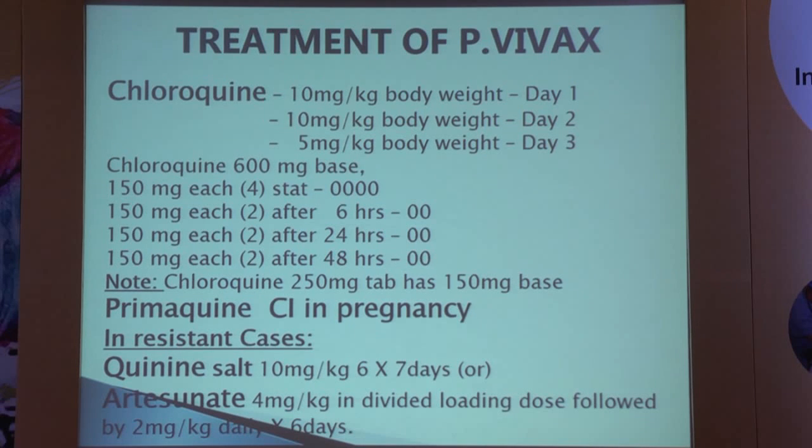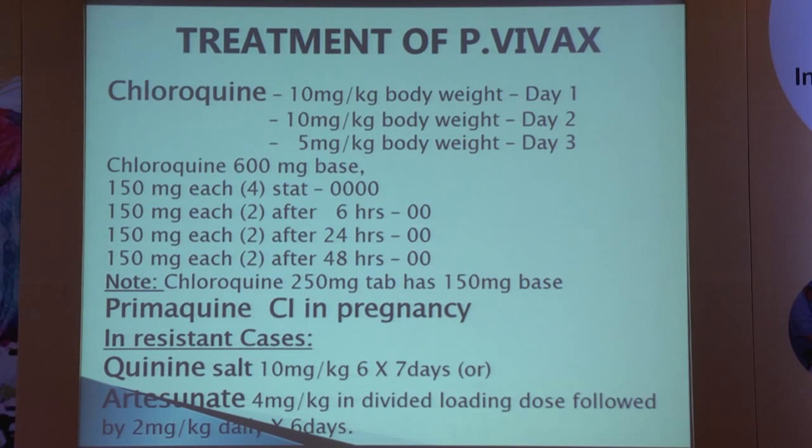Now treatment of Plasmodium vivax. Chloroquine is the drug of choice. 10 mg per kg body weight day 1, 10 mg again day 2 and 5 mg day 3. Chloroquine is 600 mg base. Normally 250 mg tablet has 150 mg base. So that way 4 stat at first, 0 hours, and after 6 hours 2, after 24 hours 2 and again after 48 hours 2. Primaquine is contraindicated in pregnancy.